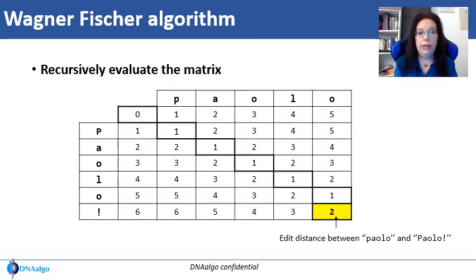Filling up all the matrix, we will reach the last cell, which is 2. So actually the edit distance between Paolo and Paolo with capital letter and exclamation is 2, which is quite easy to understand because it's the number of steps that we need to perform starting from Paolo and reaching Paolo with capital letter and exclamation, where the difference is 2 letters basically.